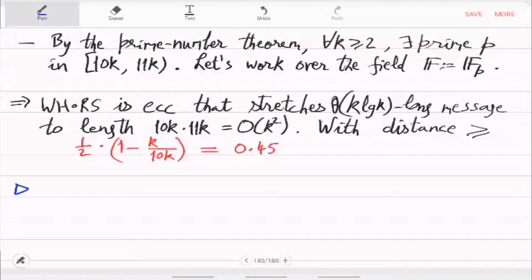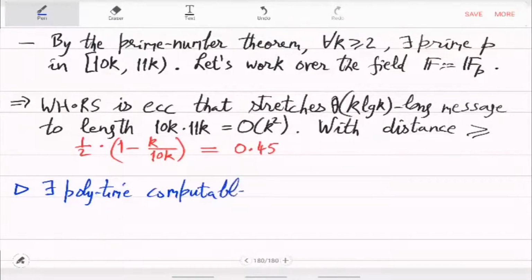That's our important observation. It is important especially in practice, for practical applications, right? So for all numbers n, there exists a polytime computable error correcting code E which will stretch n to n square.